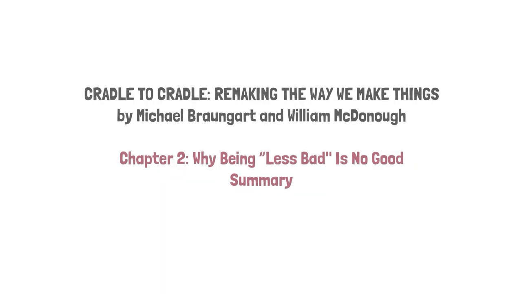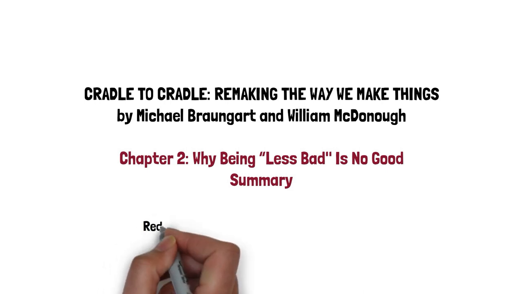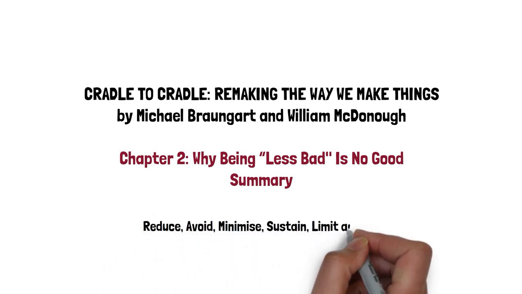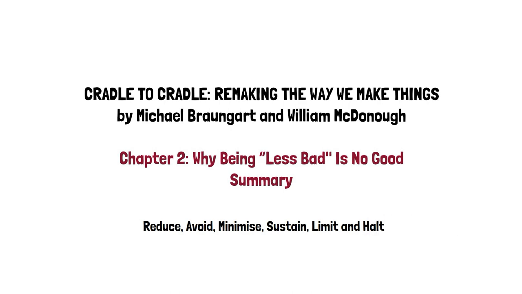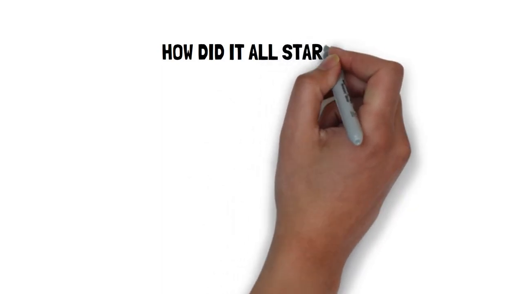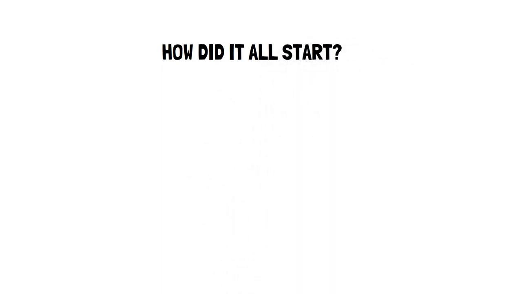To make industry less destructive, activities such as reduce, avoid, minimize, sustain, limit, and halt have long been on the main agendas of the environmentalist. But how did they start? As the industry spread, people started noticing changes in nature.